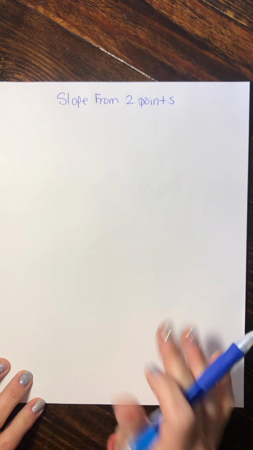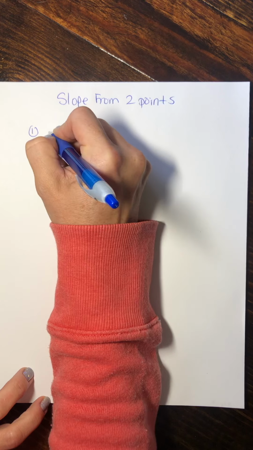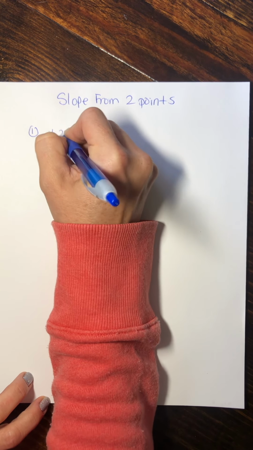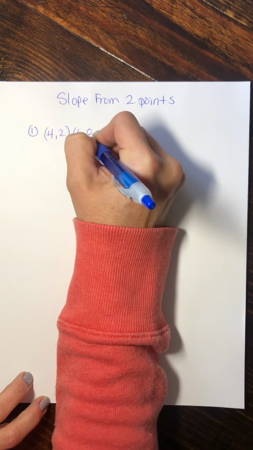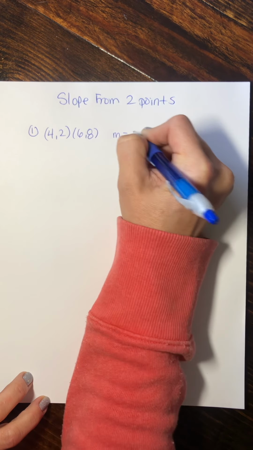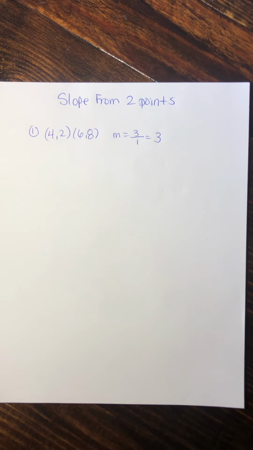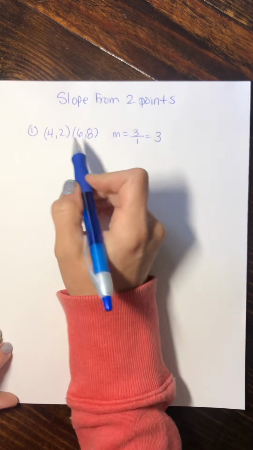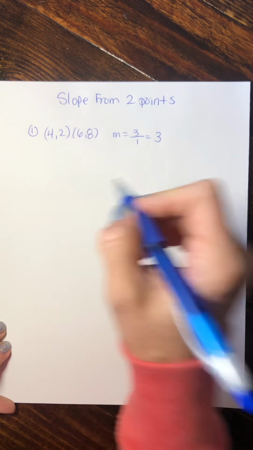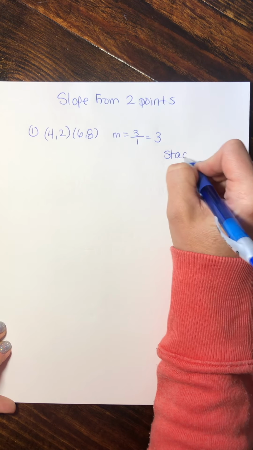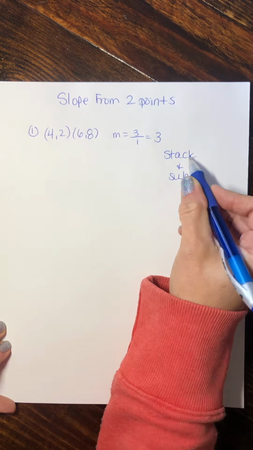So we're talking about slope from 2 points, and the first point we're going to use as an example is the one we just did, 4, 2 and 6, 8. We know the slope of this line was 3 over 1, or just 3. Now let me prove that to you. Usually when you see 2 points, they're going to be next to each other like this, but I'm going to have you do something called stack and subtract. The stack and subtract is exactly what it sounds like.